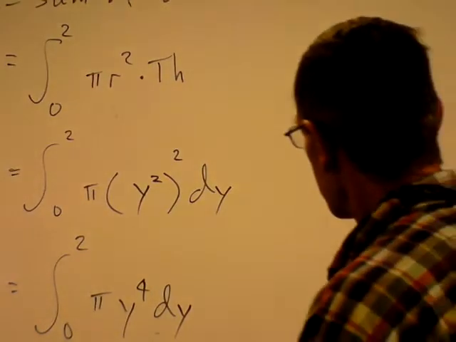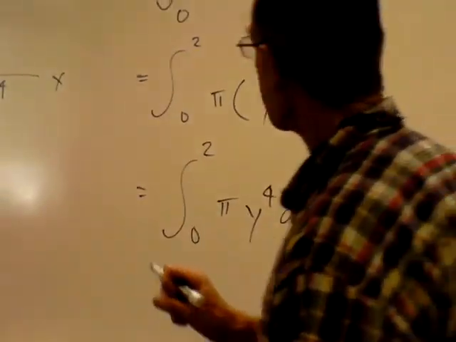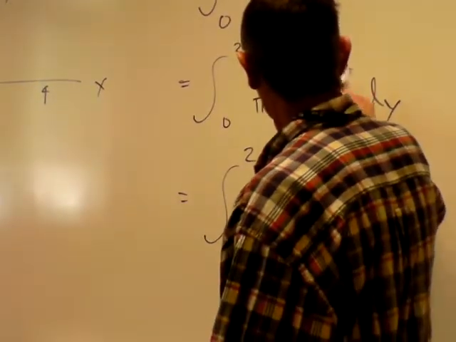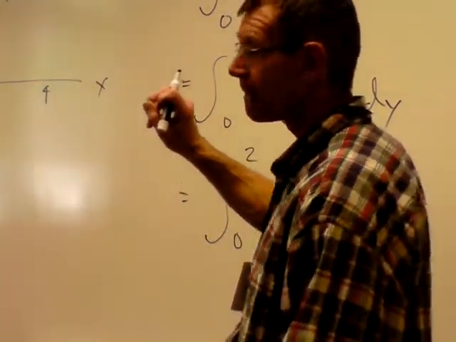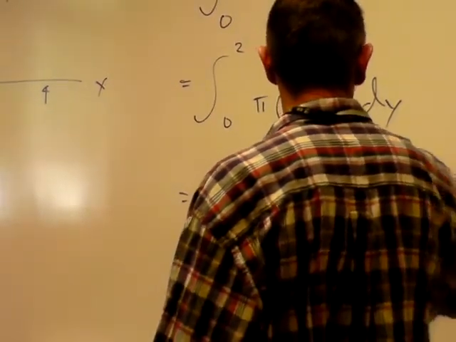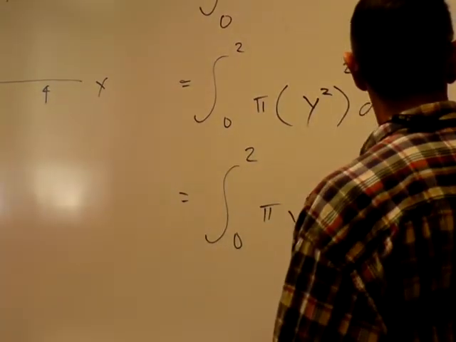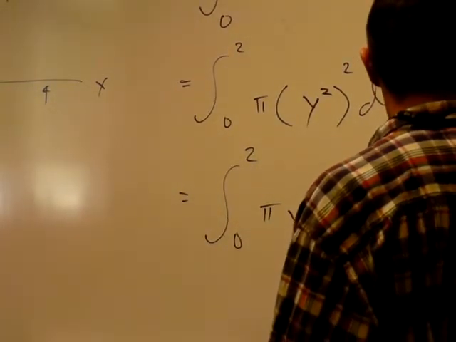Are you supposed to add or multiply those twos? Multiply what? The two is the exponents. Raising an exponent, you multiply. Okay, so this gives you pi y to the 5th over 5, evaluated at 2 and 0. Should be 32 pi over 5.